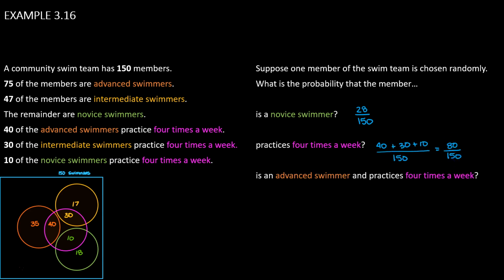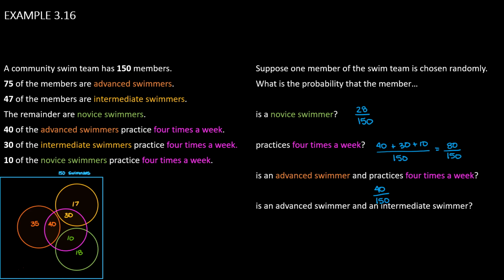Suppose one member of the swim team is chosen randomly. What's the probability that the member is an advanced swimmer and practices 4 times a week? Well, we actually have our advanced swimmers separated so that we can see 40 of them practice 4 times a week. So all we need to do is write the ratio 40 for the number of swimmers who are both advanced and practice 4 times a week out of 150, the total swimmers on the swim team.